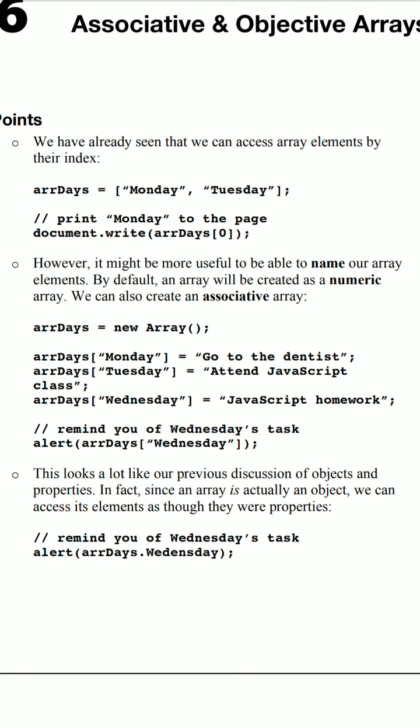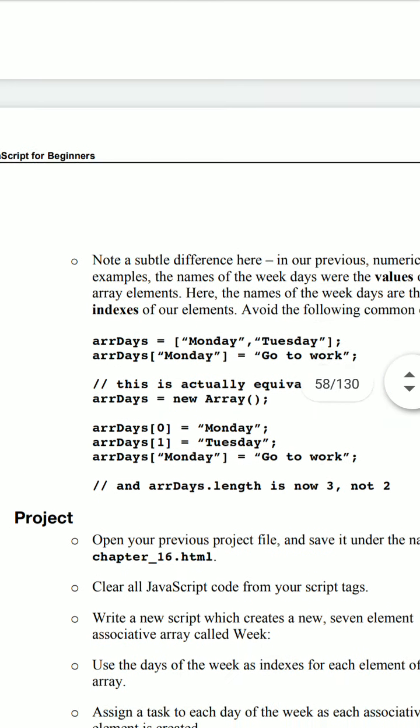We can also create an associative array like this. So array days is equal to new array. Array days Monday is go to the dentist. You give the name of the week and then whatever message you want to write, you are free to write. So these are some few features of the array object in JavaScript.